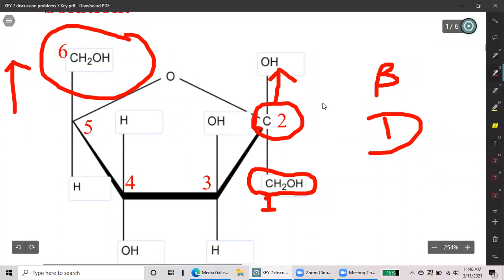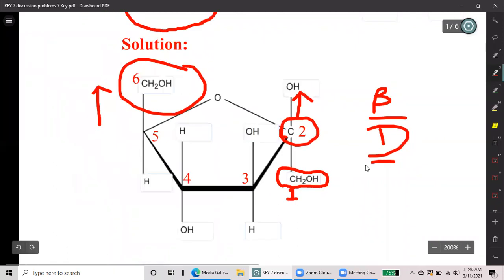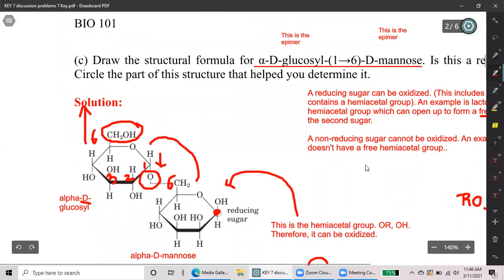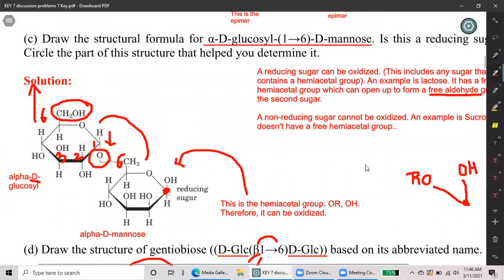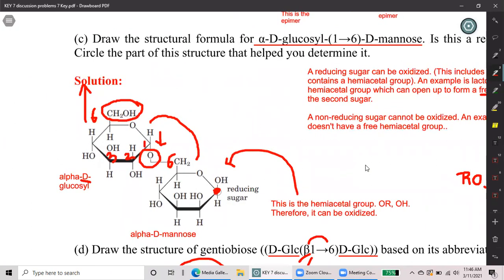Now, we have to determine if it's alpha, or if it's L or D, the configuration. So we did the whole alpha beta, we determined it was beta. Now we want to know if it's L or D. So to do that, all we do is look at the 6th carbon. If it is up, it is D. If it is down, it is L. So we see that it is up, so it is D. Okay? Easy. We're going to keep practicing this, so it'll get easier and easier for you.